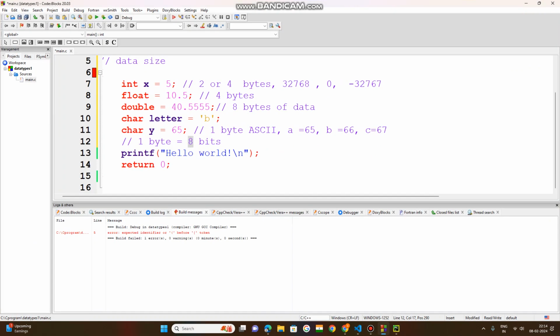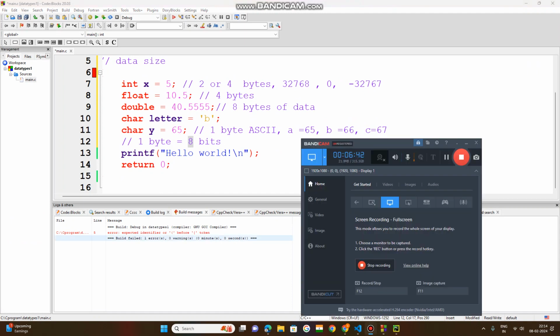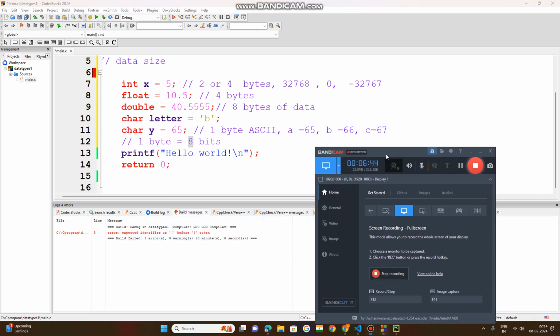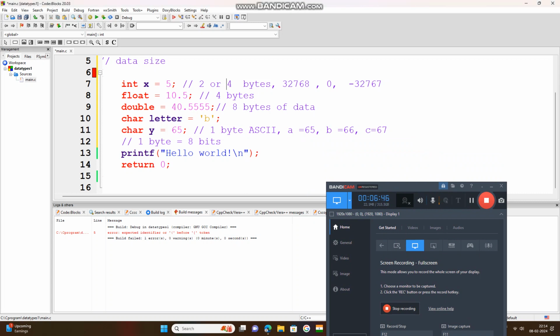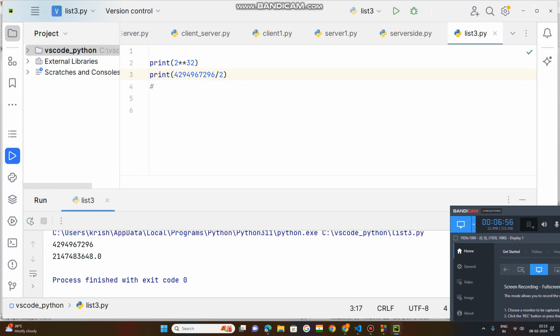Next, what about float? Float will store 4 bytes. I told you that 4 bytes means 4 into 8 bits, 32 bits. So the calculation is 2 to the power 32. This much large number can be stored; if you divide, this is the positive side and then the negative side, including 0.